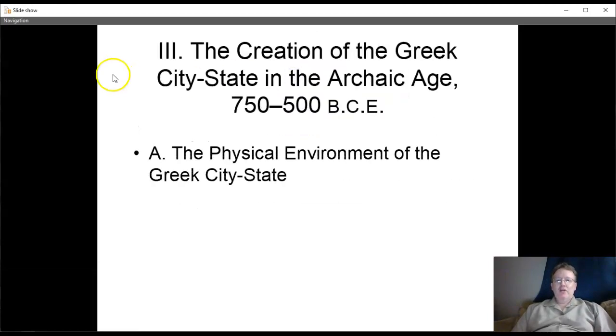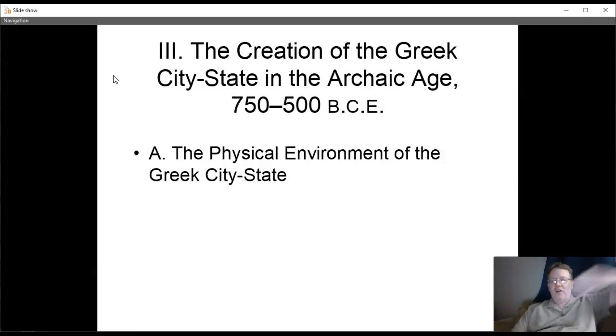All right, the creation of the Greek city-state in the Archaic Age. We divide Greek history up into multiple ages, and this first one is the Archaic Age, not the Dark Age. We won't call it the Dark Age, because in the Dark Age nothing happened, at least nothing we know about. But once Greeks recover civilization, culture and language, then we move into these ages. There's three of them.